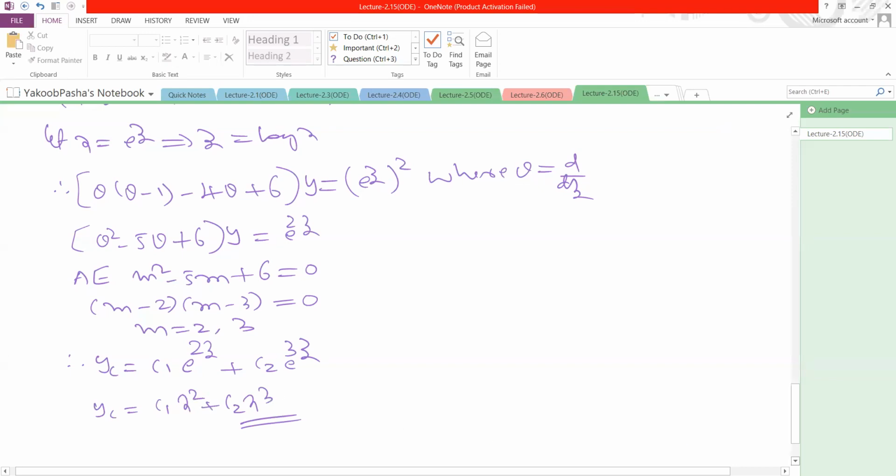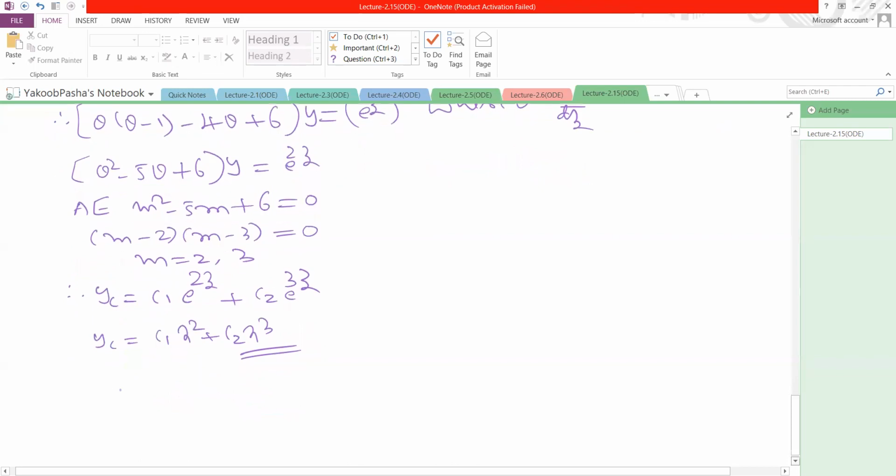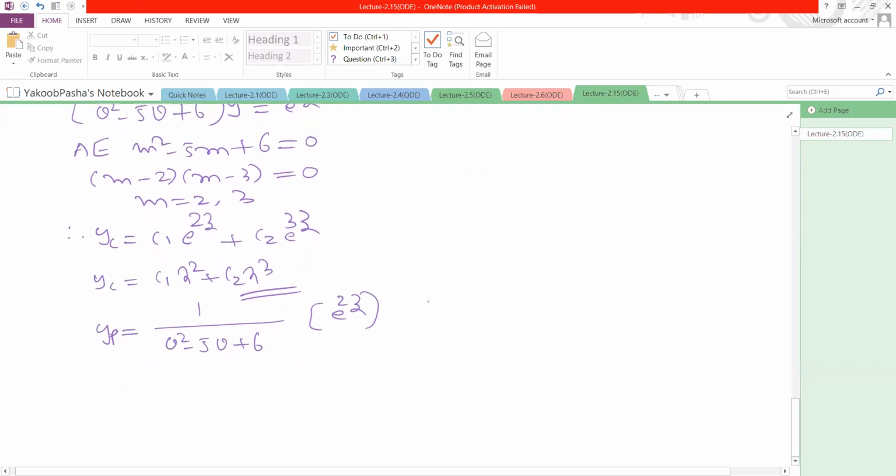Now we have to find the particular integral also. Therefore, yp is equal to 1 divided by theta square minus 5 theta plus 6 of e power 2z. Now we can use the e power ax formula. That is, we should write theta is equal to 2. So we can write 1 by 4 minus 10 plus 6, that is, the denominator is 0.